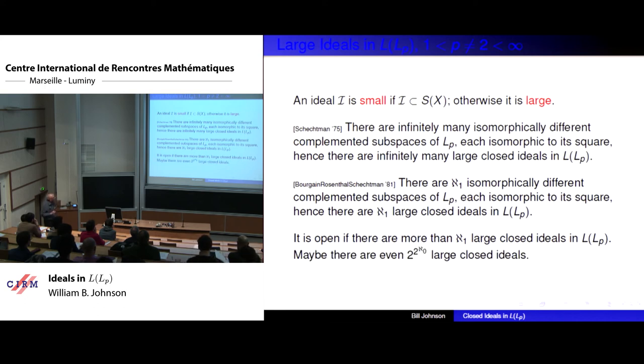And as far as we know, there can be as many as 2 to the 2 to the continuum. But between Aleph 1 and that, it's natural to think there should be the continuum, but no one's been able to do that in the last 40 years.